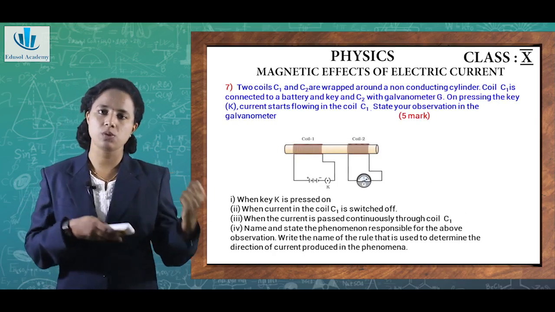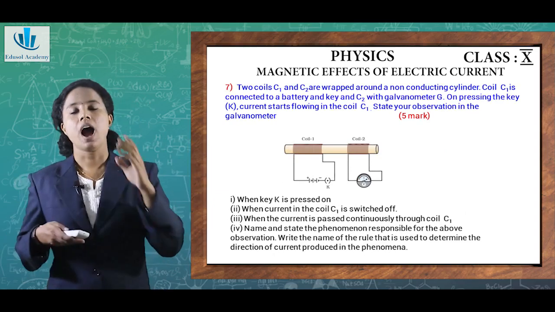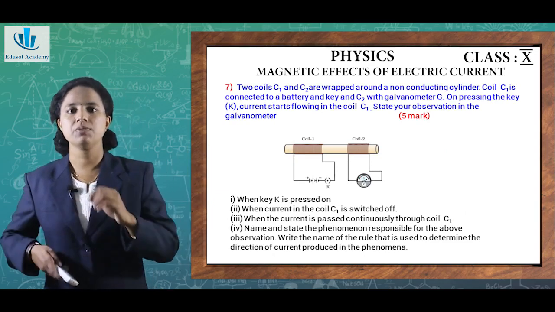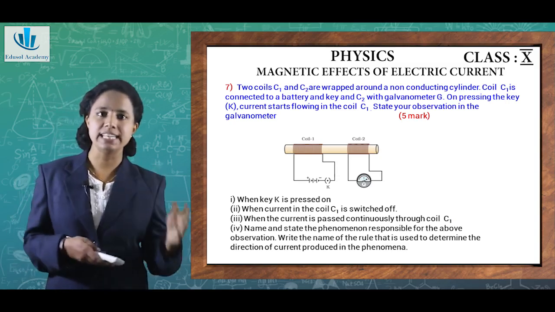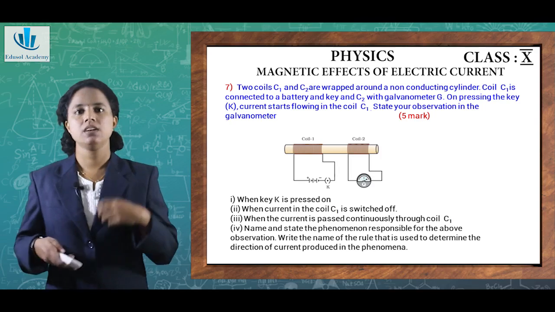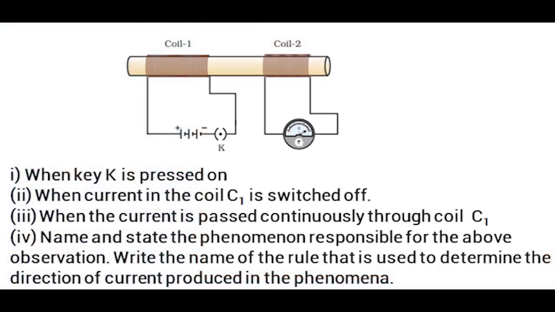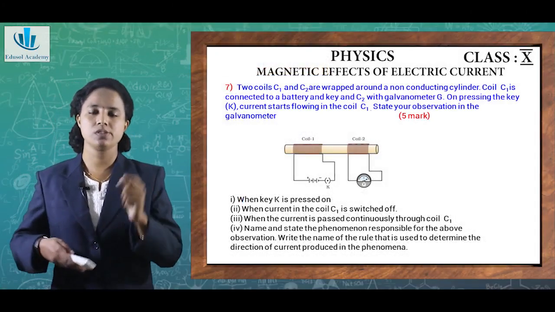So moving on to the 5-mark question, two coils C1 and C2 are wrapped around a non-conducting cylinder. Coil C1 is connected to a battery and key, and C2 with a galvanometer G to detect the presence of current. On pressing the key, which is represented by K, the current starts flowing in the coil C1. So we want to state our observation in the galvanometer based on the questions.